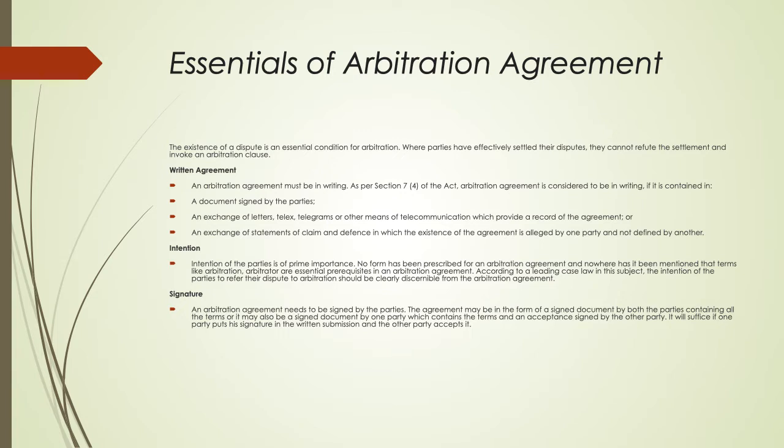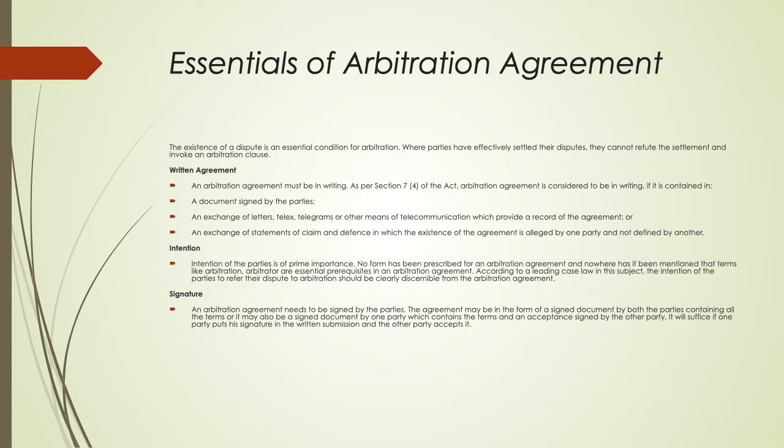Now, the essentials of an arbitration agreement. The existence of a dispute is an essential condition for arbitration. Where parties have effectively settled their disputes, they cannot refuse the settlement and invoke an arbitration clause. So, first, it should be a written agreement.